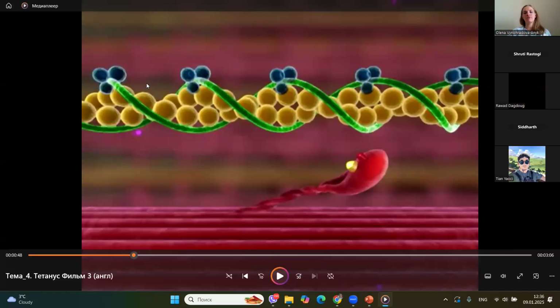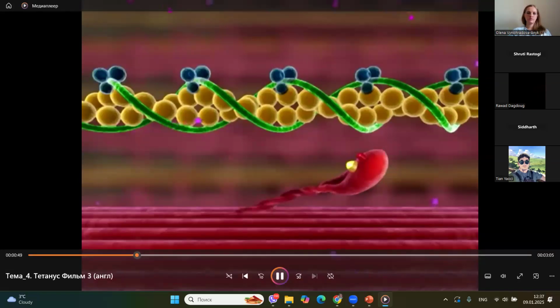Also there we have an additional protein system, troponin and tropomyosin proteins. They are included in the process of activation of actin and communication between myosin and actin. But the most important signal molecule will be calcium. Look, it's violet color here.